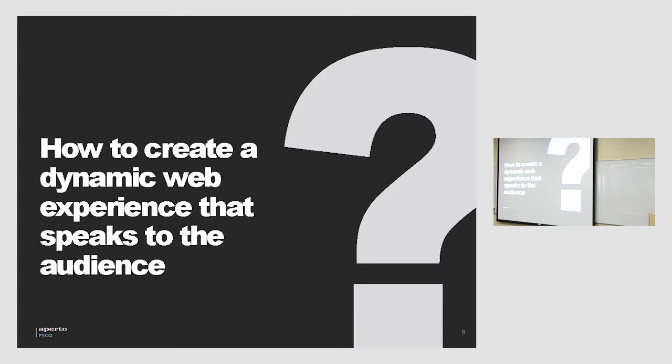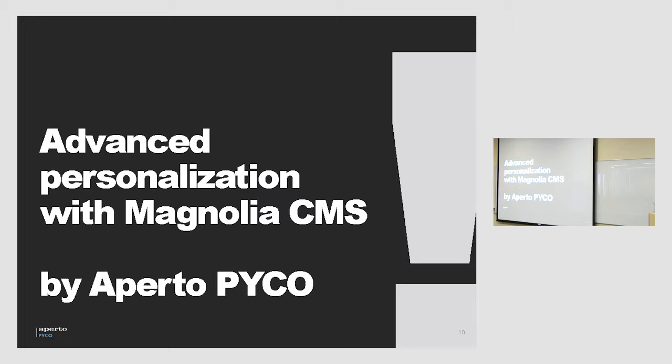So what is the solution? How can I create a dynamic website experience that speaks to the audience? Our concept can solve this problem. We call it advanced personalization. It's based on Magnolia CMS. We have developed a concept, and we have implemented a proof of concept in the last month, which is based on the personalization feature of Magnolia.